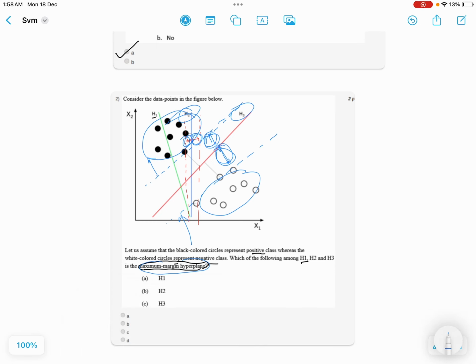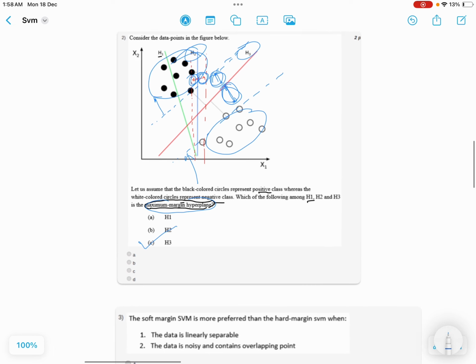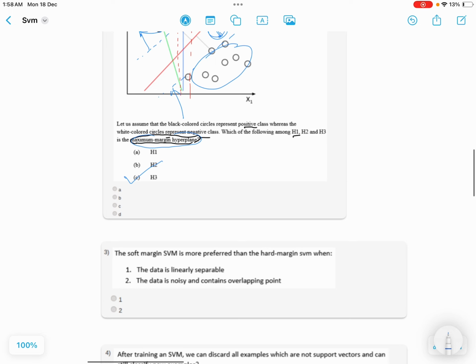You do not have to waste this much time to decide what the correct answer is. You can directly look and say that h3 is the correct answer. I'm just giving you an idea of how it works, right? Now let's look at question number 3. The soft margin SVM is more preferred than hard margin SVM when, right? If you know the difference between soft SVM and hard SVM, then you will easily answer this question, right?